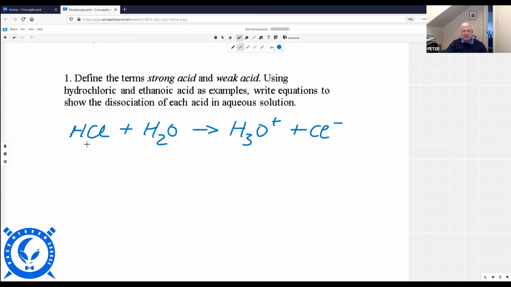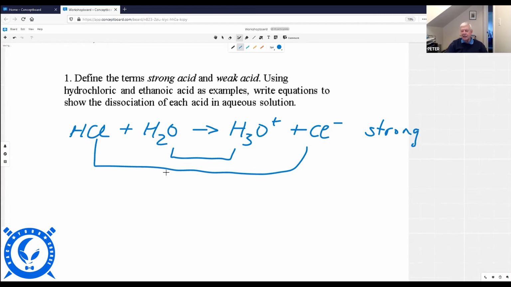Here, in fact, this is a classic Lowry-Bronsted reaction, acid reacting with the base to form the conjugate acid and the conjugate base. This is a conjugate pair. This is a conjugate pair. Remember, conjugate pairs are related by proton transfer. And so therefore, this is a strong acid simply because it goes to completion. It completely dissociates.